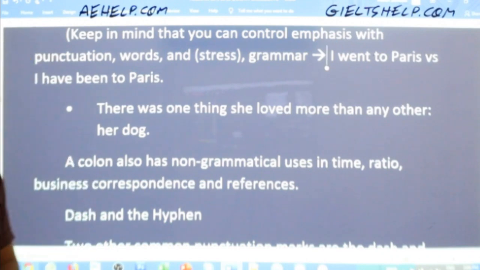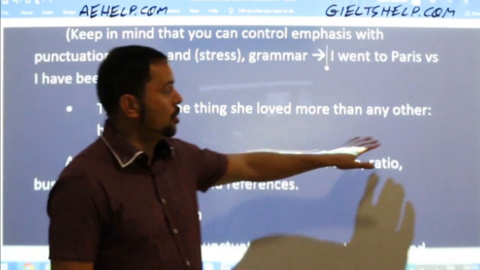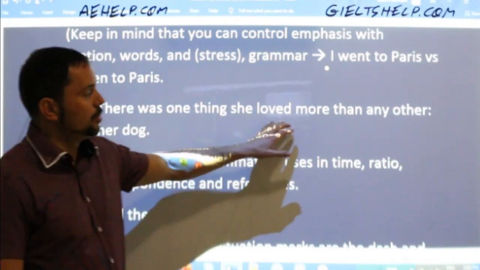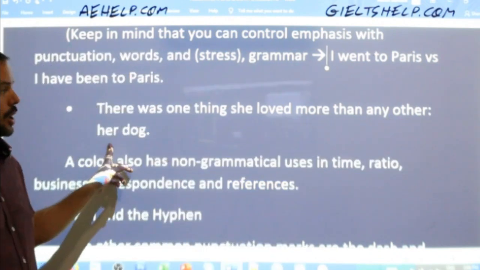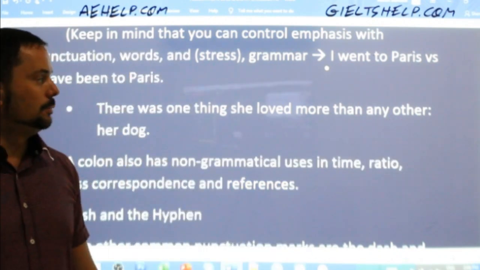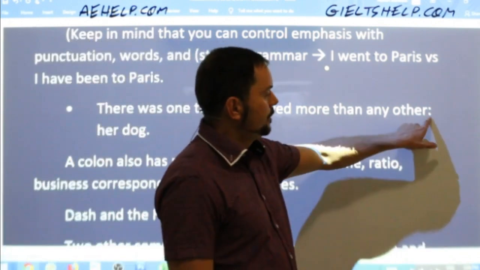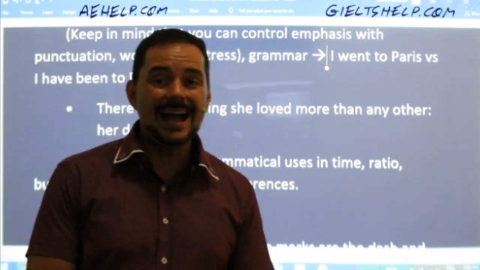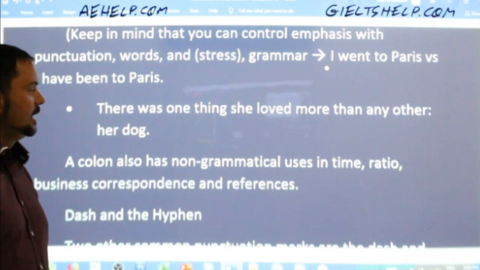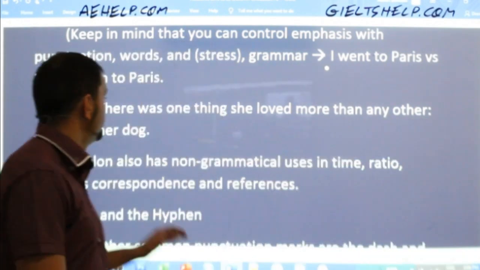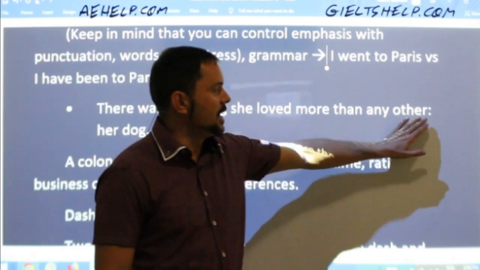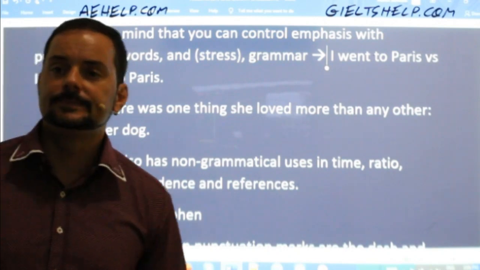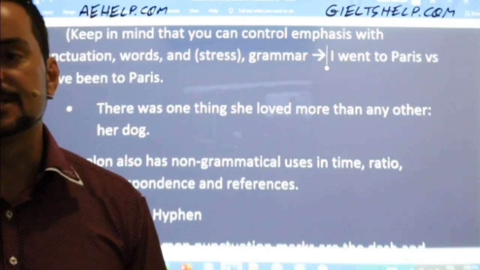All right, here's an example of using the colon for emphasis. There was one thing she loved more than any other: her dog. Okay, so why does the colon create emphasis? Can you answer that question for me? I'll read it one more time. Tell me why the colon creates emphasis. There was one thing she loved more than any other: her dog. What creates the emphasis?